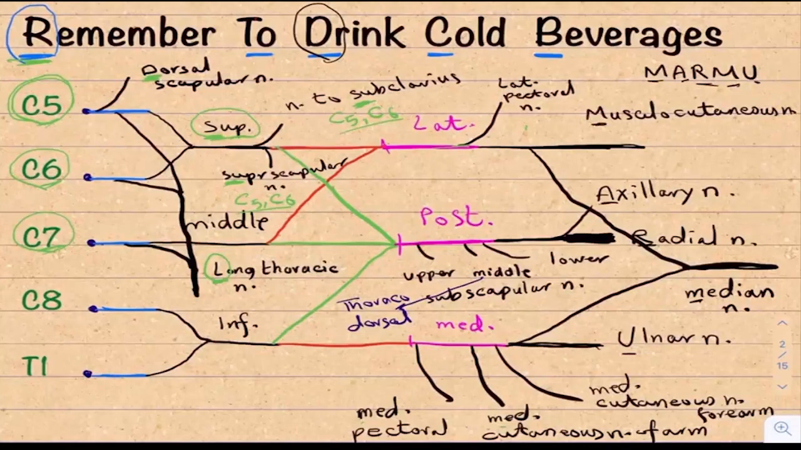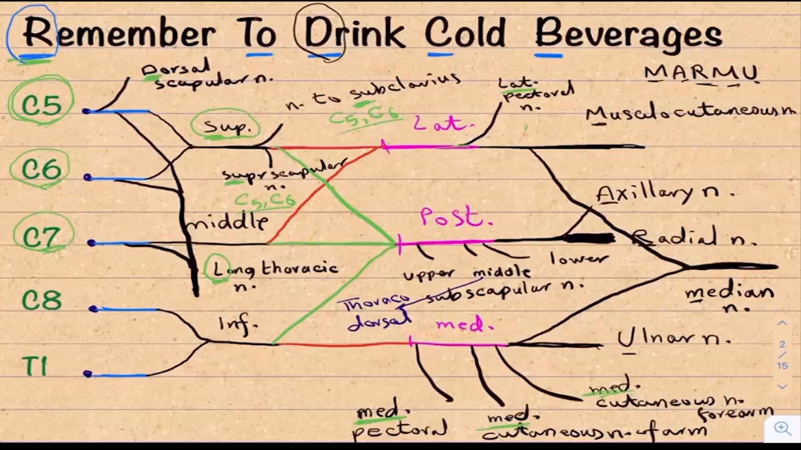Alright, so for the cords, we have three cords, as we know. Each cord will give off some branches. The lateral and medial cords will give branches with their corresponding names. So the lateral cord will give off only one branch that starts with lateral, which is the lateral pectoral nerve. The medial cord gives off three branches that all start with medial. So medial pectoral, which is homologous to the lateral pectoral on the other side, and then medial cutaneous nerve of the arm, medial cutaneous nerve of the forearm.